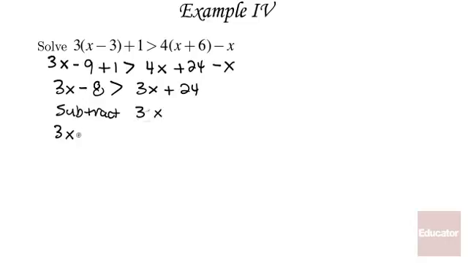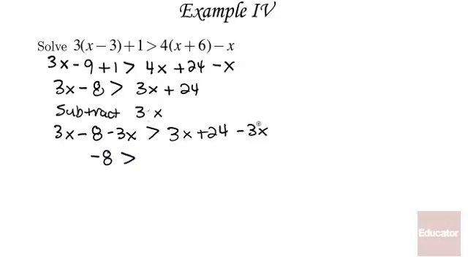And that will give me 3x minus 8 minus 3x. To the right side, I do the same thing, 3x plus 24 minus 3x. Now, when I look at this, my variables disappear. 3x minus 3x, x is gone. I'm left with negative 8. And on the right side, 3x minus 3x, again, the variables disappear. That gives me negative 8 is greater than 24.